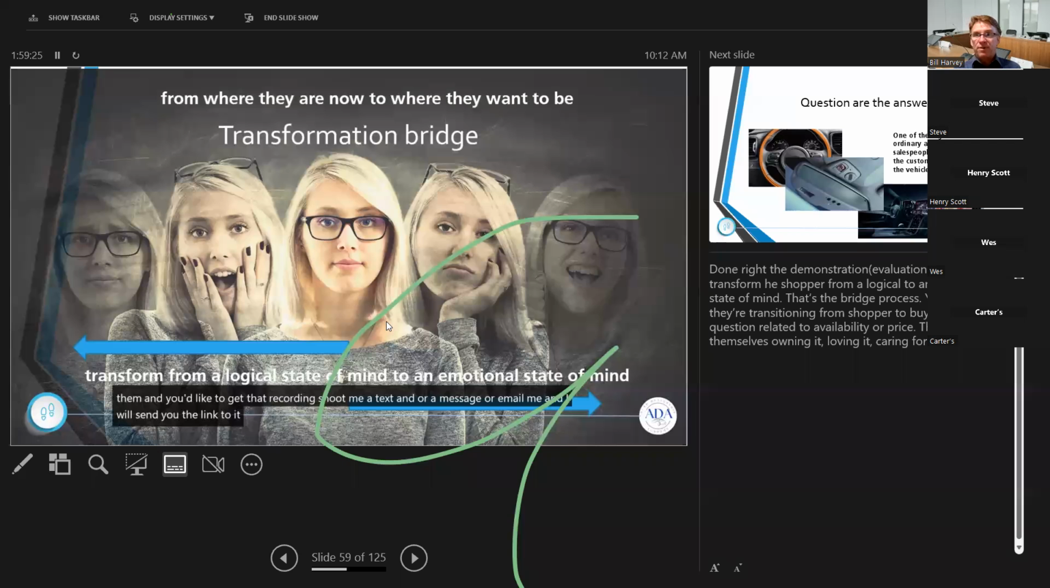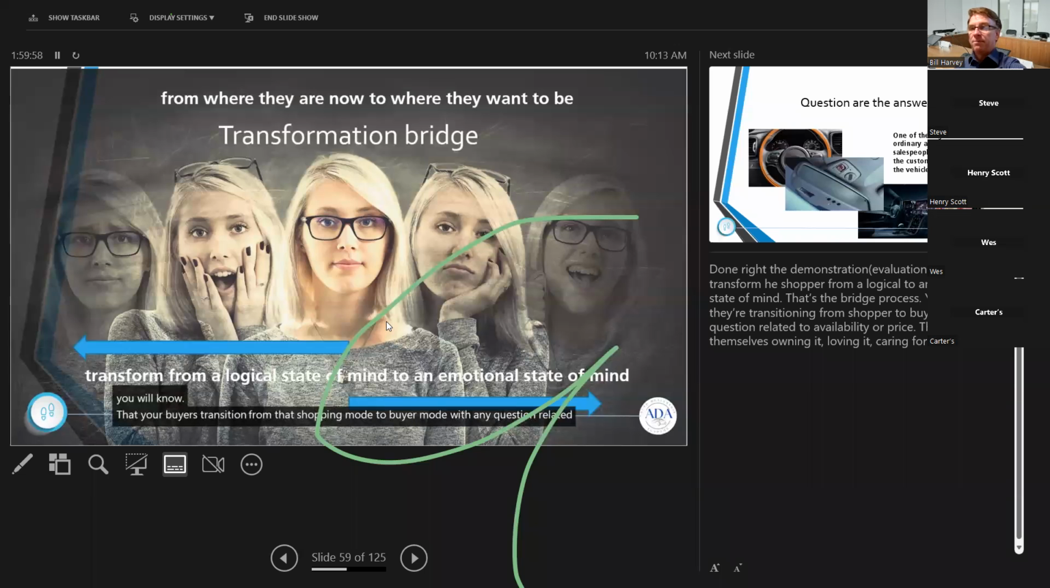That's the bridge process from the emotional, right? Like, oh, from the logical, pardon me, logical. How much is it? How much is it? How much is it? Oh, what colors do you have to offer? When can I get it? To the emotional. Oh my gosh, I just have to have it. That's what we're after. That's what we're trying to do. That's always what you're trying to do, especially with automobiles, but essentially in sales in general. You will know that your buyers transition from that shopping mode to buyer mode with any question related to availability or price, because they see themselves owning it, loving it, caring for it, and driving it.